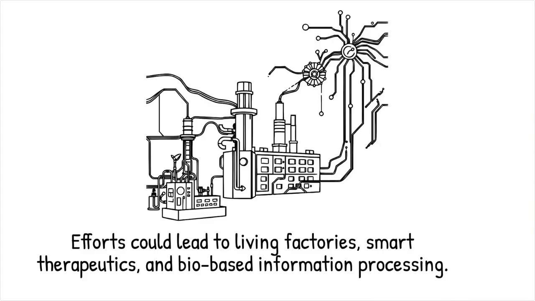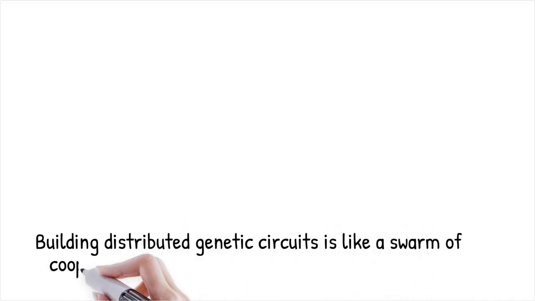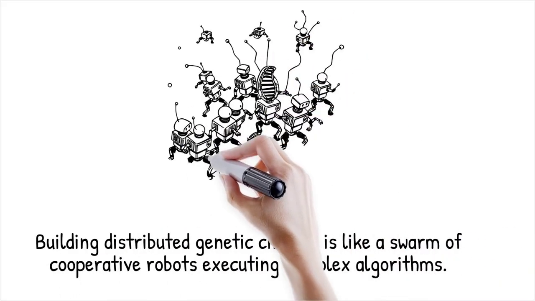Distributed genetic circuits in microbial consortia are being engineered to perform pattern formation and distributed computing tasks. It is like building a swarm of cooperative robots where each unit follows local rules, but together executes a complex global algorithm.